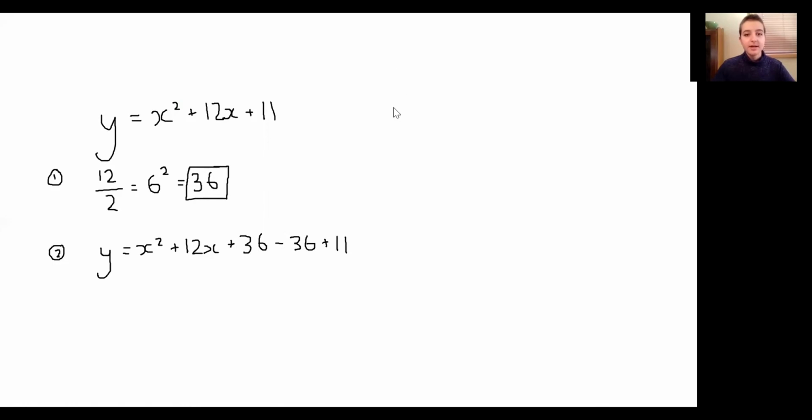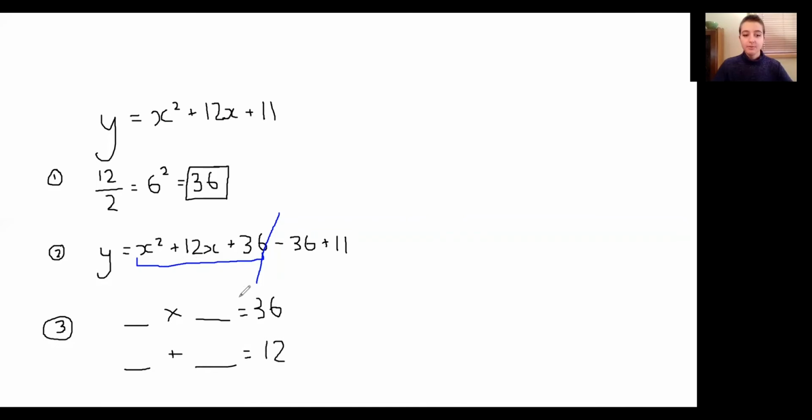So now we can split our equation into two parts. This first part, we're going to factorize it. To factorize, we need to find two numbers that multiply to equal the last term, so two numbers that multiply to equal 36. And those same two numbers have to add to equal the middle term, so 12. Well, that would be 6. 6 times 6 is 36, and 6 plus 6 is 12.